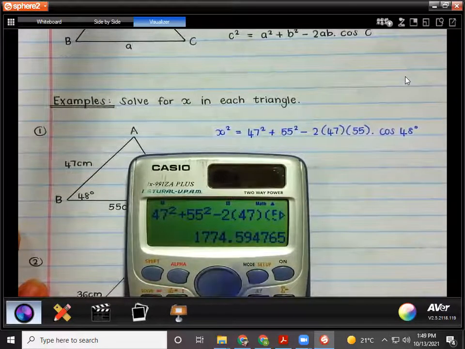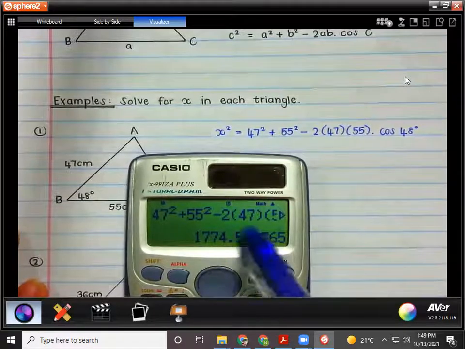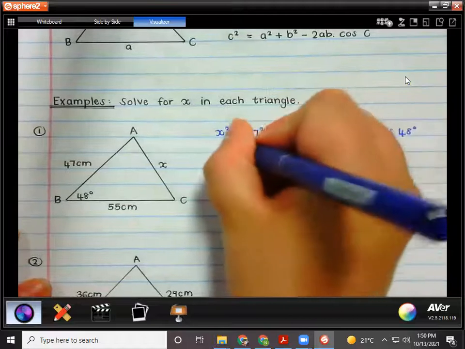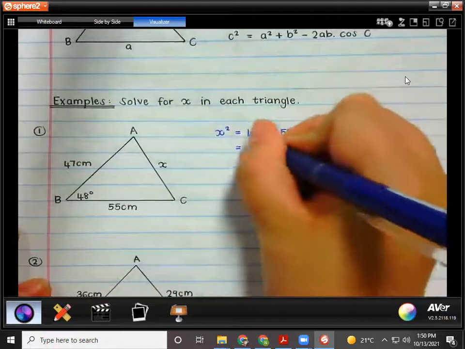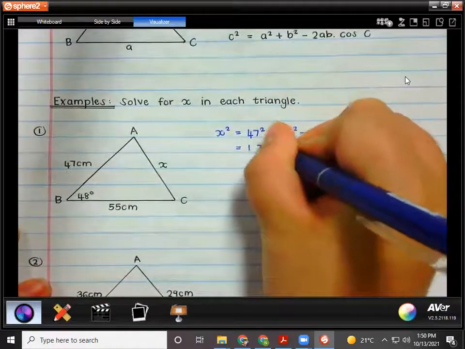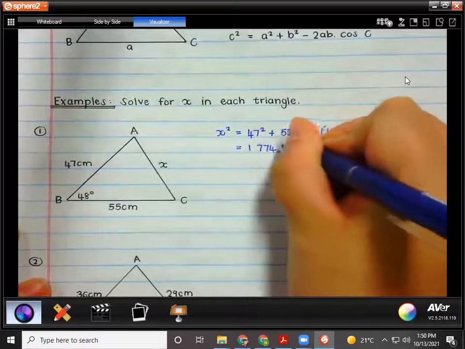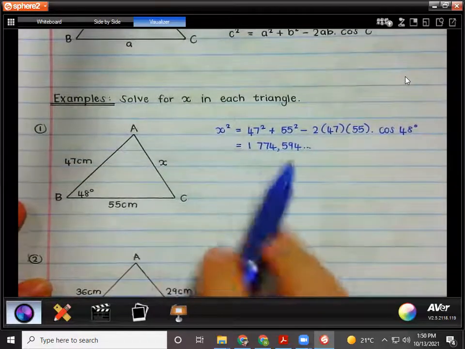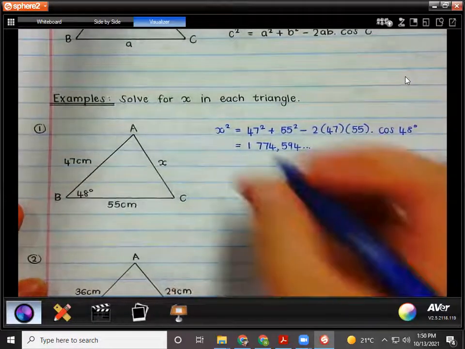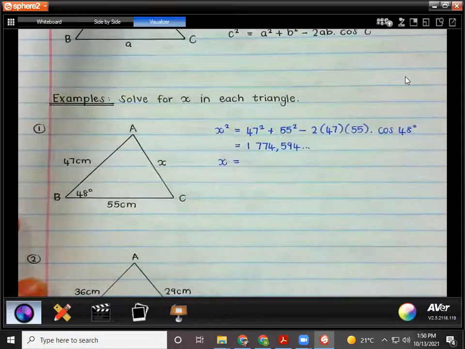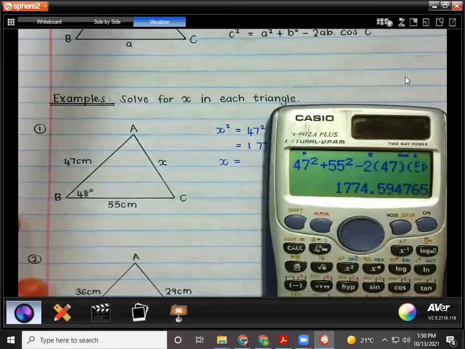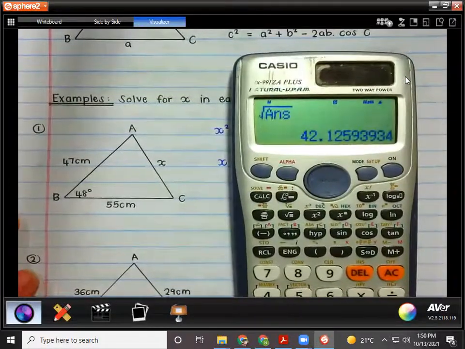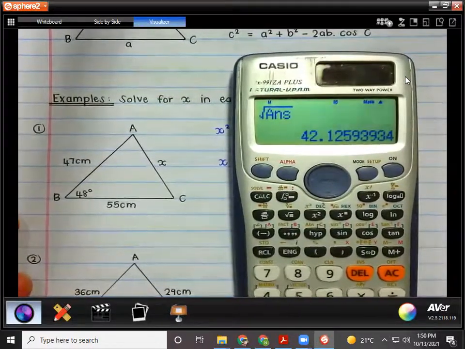Now remember, guys, that is not x, that's x squared. This is a step that you don't have to write down. It's the first example, so I will write it down this time, but this is one that you can leave out. So it's 594 and so on. You'll obviously just keep that value in your calculator. And then if we have x squared and we want x, we're going to have to square root. So square root, answer button, and you get your answer, which is 42.13.